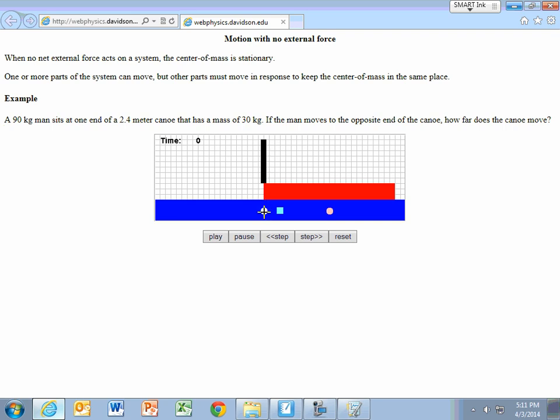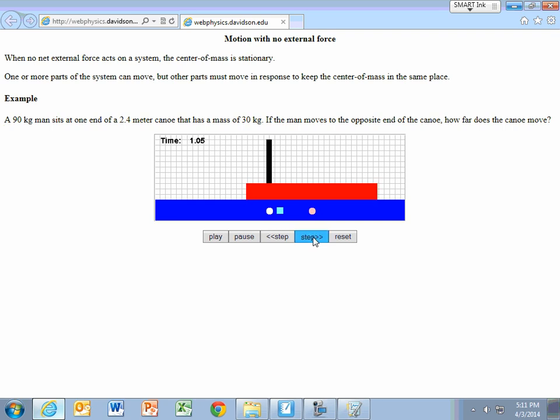So this is kind of the man, the center of mass of the man. This dot right here is the center of mass of just the boat. And this square is the center of mass of the system. And as we look at this, as the man walks towards one end of the boat, the friction on his feet causes the boat to slide in the opposite direction.